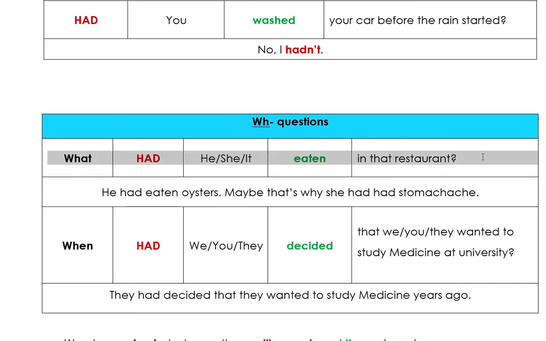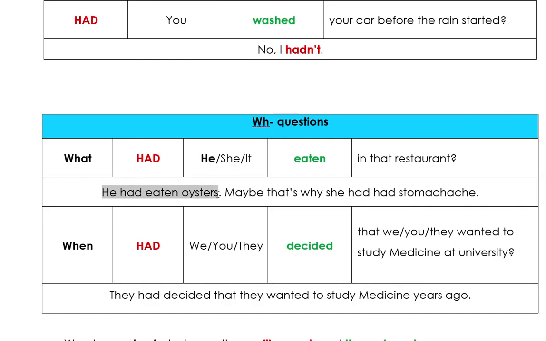Ahora, cuando tengo preguntas con WH, yo no puedo responder yes o no. Eso está mal. Tienen que responder con la información que me preguntan, ¿sí? ¿Qué ha comido en ese restaurante, él o ella? Yo en este caso voy a utilizar él. ¿Qué es lo que ha comido él en ese restaurante?